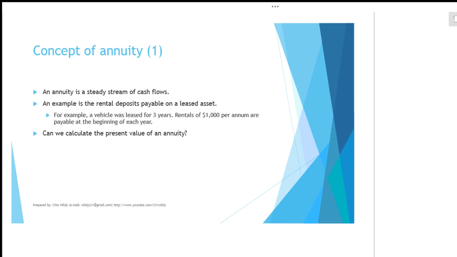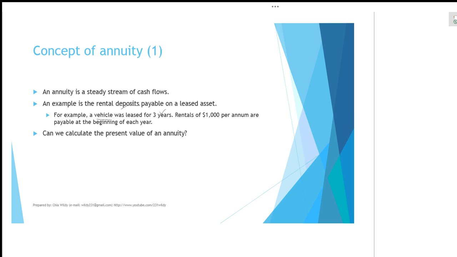Now, next thing which I'd like to explain is the concept of annuity. What is an annuity? An annuity basically refers to a steady stream of cash flows. Now, this steady stream of cash flows can be inflow or outflow, right? Let's have a look at a very simple example. Let's say rental. Okay, apologies for the typo here, right? Let's assume that there is a rental that is payable on a lease asset, and this lease asset happens to be a vehicle which is leased for 3 years.